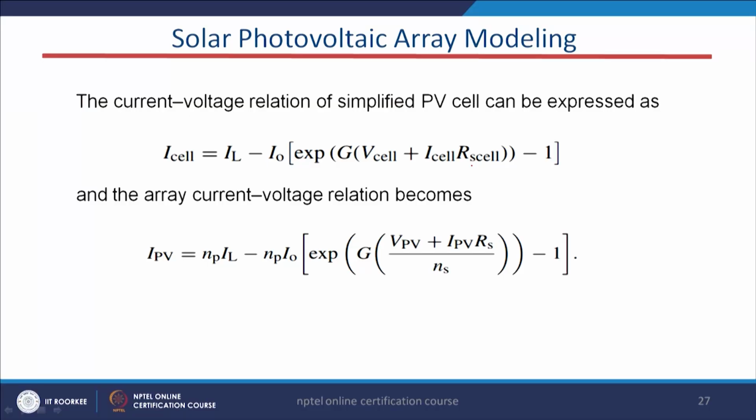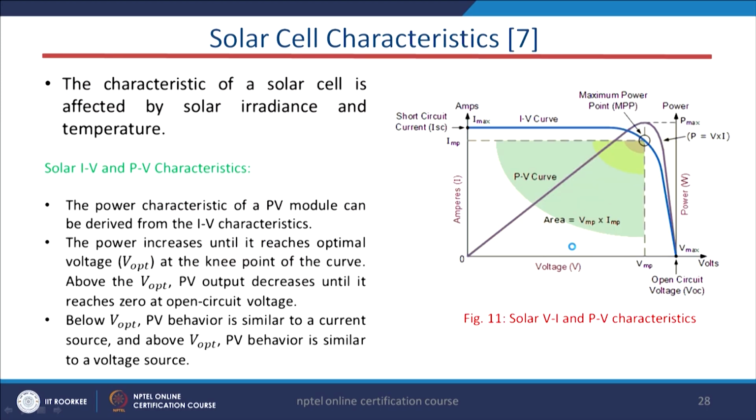And these are the symbols, and this is how it looks. I cell is equal to IL minus I naught times exponential of (V cell plus I cell RSL) divided by the thermal term, minus 1, and the relationship is like this for IPV. If you multiply this when the number of cells in parallel is more, that is NP, the expression will look like this.